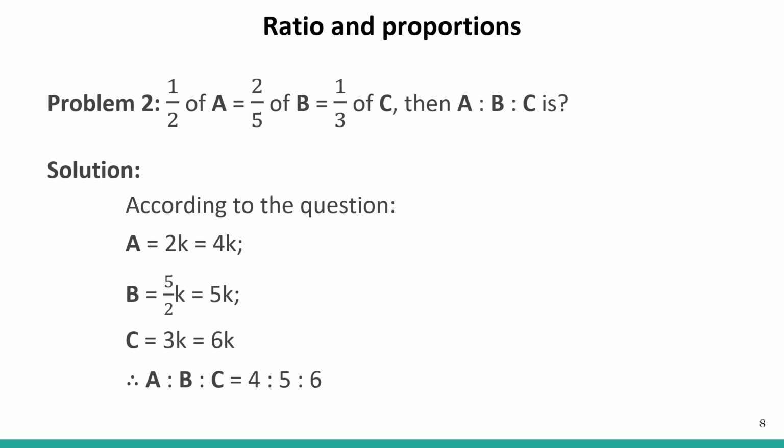In the first step, we evaluate the given data in the question. That is, A is equal to 2k, which is 4k. B is equal to 5/2 k, which is 5k. And C is equal to 3k, which is 6k. So A is to B is to C will be 4k is to 5k is to 6k. So it will be 4:5:6.